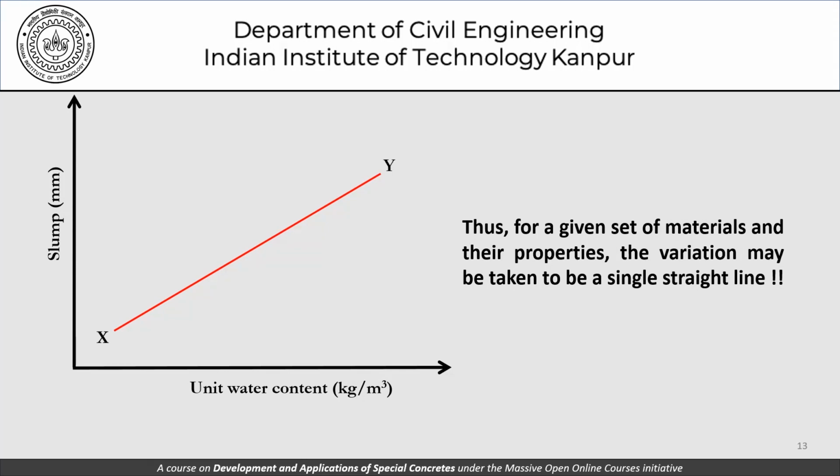Remember that I have never tried to take this line to its logical conclusion and try to get the behavior of the unit water content versus slump relationship at very low water contents and so on. It's only within a certain range that this relationship will be linear. Keep that in mind all the time.